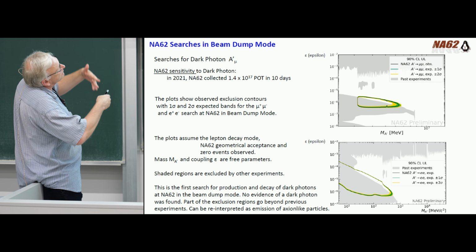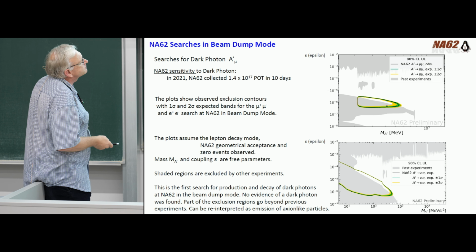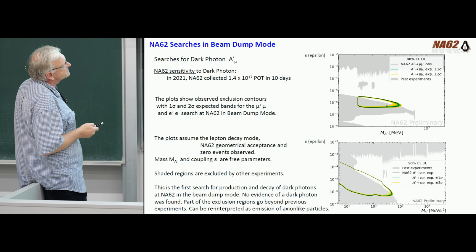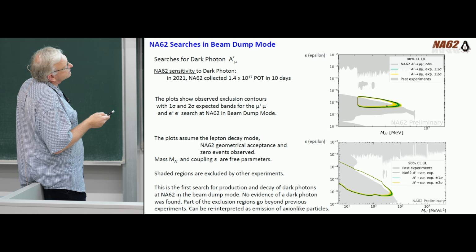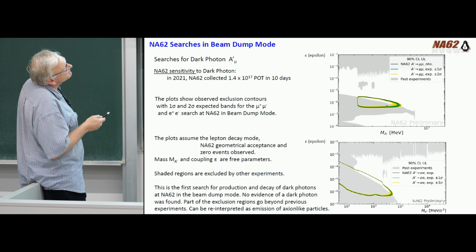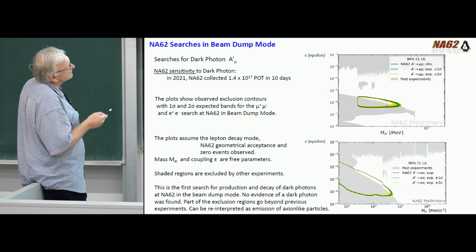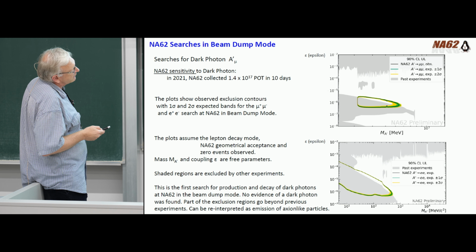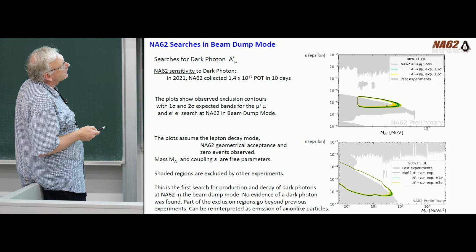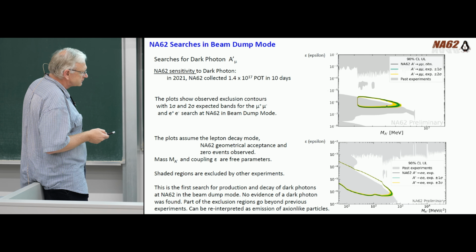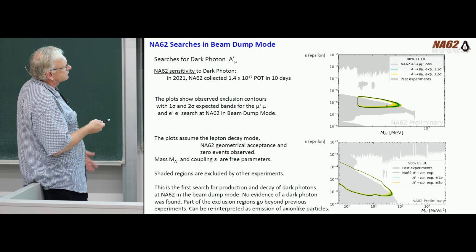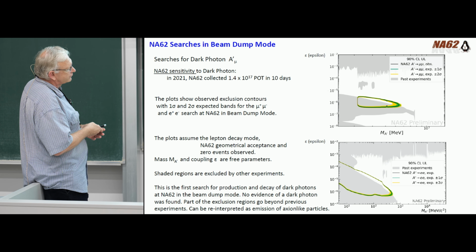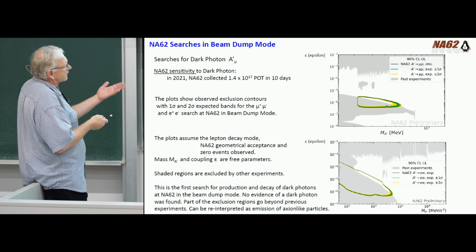We haven't discovered the dark photon, but we can exclude some regions in this parameter space. This is the mass of the dark photon, and this is the coupling. The gray regions correspond to exclusion regions by other experiments, and the colored region inside is now excluded by the NA62 experiment. This is quite important for people who work on predictions of new physics coming out of new light states, like axion-like particles.